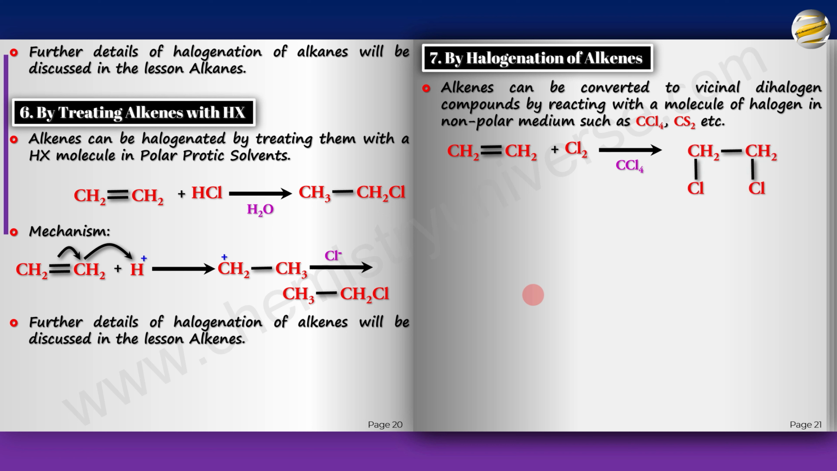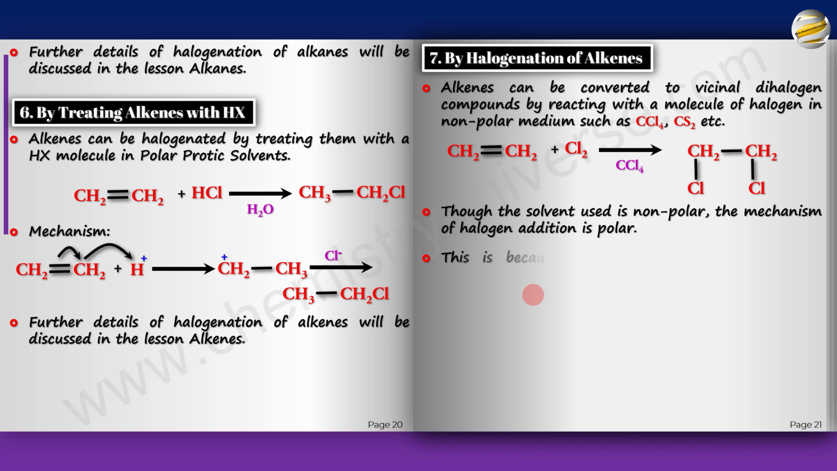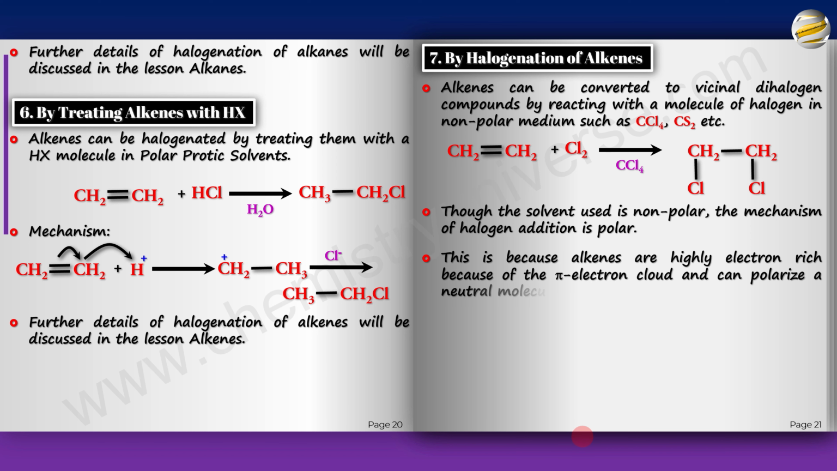alkene specifically. Though the solvent is non-polar, the mechanism is ionic in this case, and the alkene is able to polarize the halogen. This is because the alkenes are highly electron rich because of the pi electron cloud and can polarize a neutral molecule like X2 by, it's not inductomeric, actually it is electromeric. This should be electromeric effect. Okay. So Cl2 breaks into Cl plus and Cl minus. In fact, it is the alkene which breaks this.